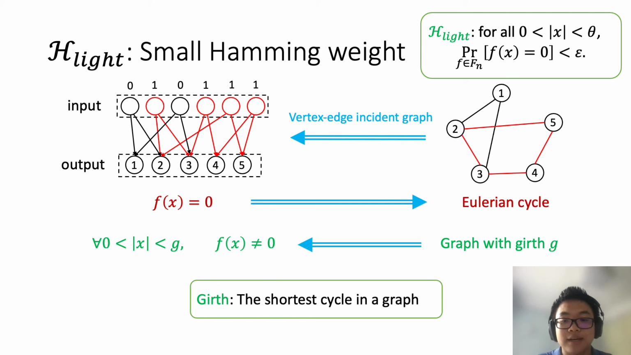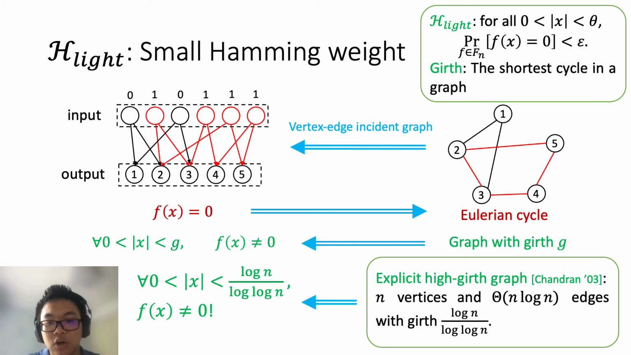Now if we define the girth of the graph to be the shortest cycle in it, and if we take the right graph to be of girth g, then in the left circuit, for all x of Hamming weight less than g, the function value should always be non-zero. Why? Because otherwise you have a cycle of length shorter than g.